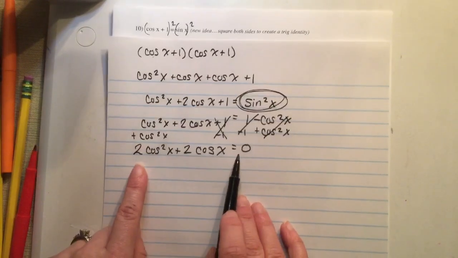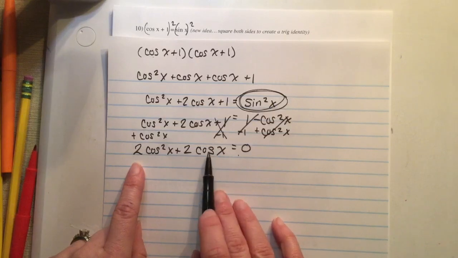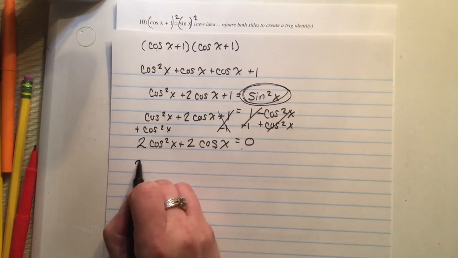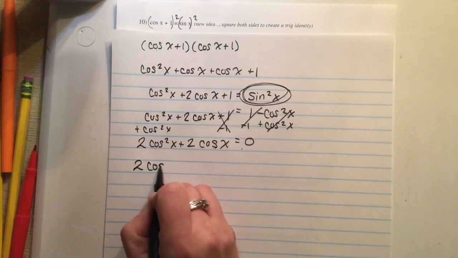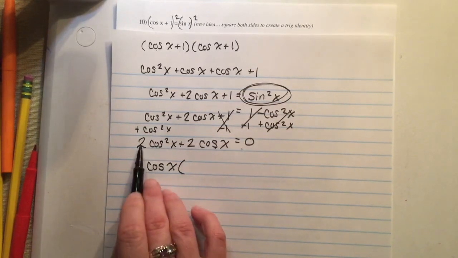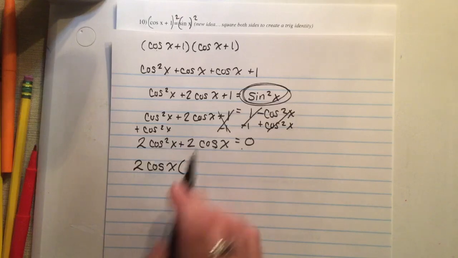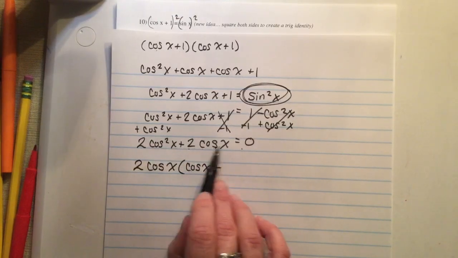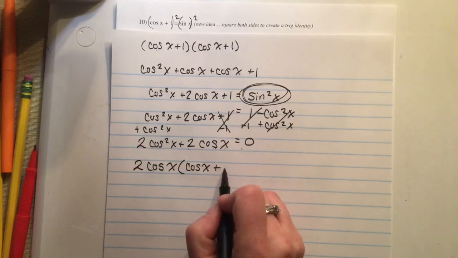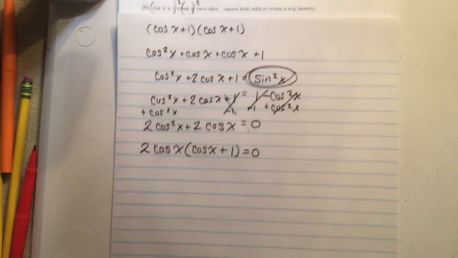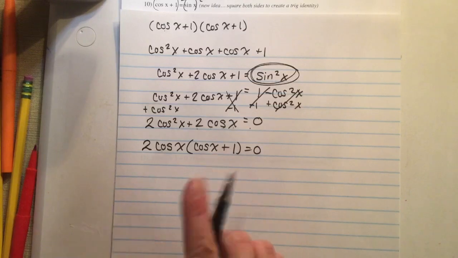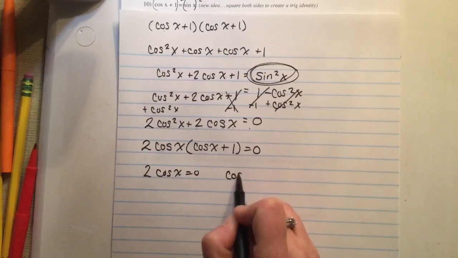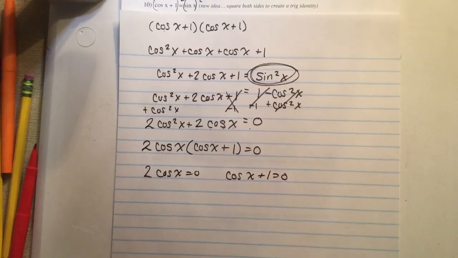Here's my new equation. If you look at it, they have things in common, so I can go ahead and just divide out the greatest common factor. They both have a 2 and a cosine of x. If I take out the 2 and 1 cosine of x, I would have 1 remaining, plus 2 cosine of x divided by 2 cosine of x, you're going to get 1 because it's the same thing. Now it's factored. So you can take each piece separately and set it equal to 0.